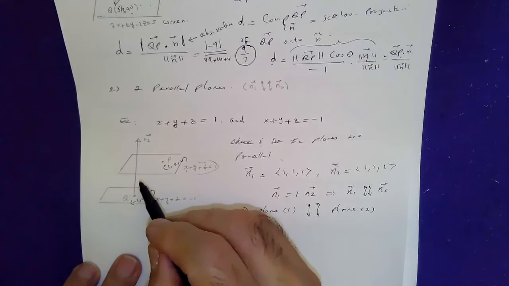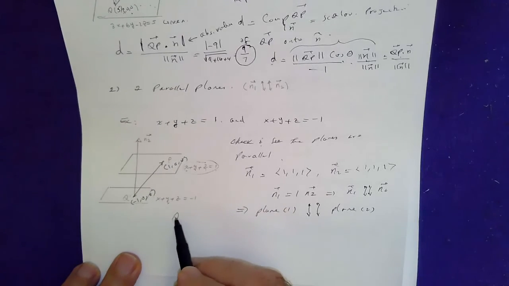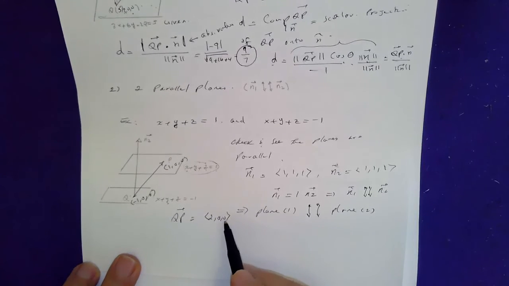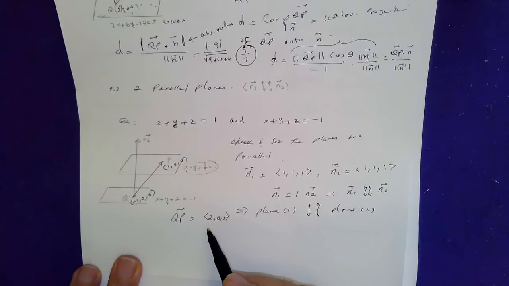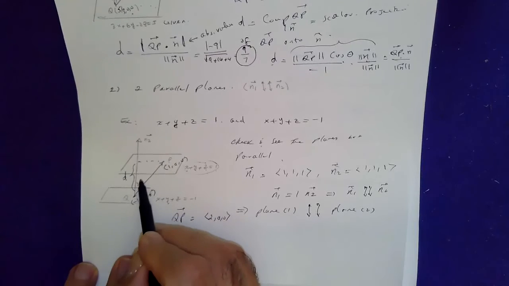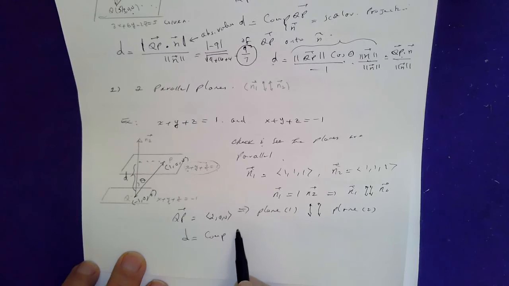So you guessed it, you know what I'm going to do. I'm going to make this connection and come up with vector QP. Remember, terminal minus initial, that's 2, 0, 0. Correct? Here is the shortest distance, here is theta. What is the formula? It's the scalar projection of QP onto, let's say, N2.